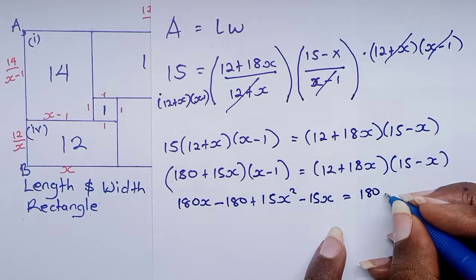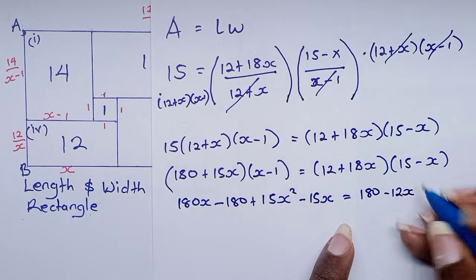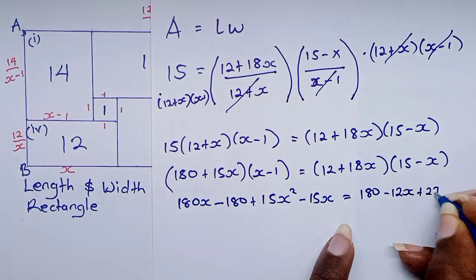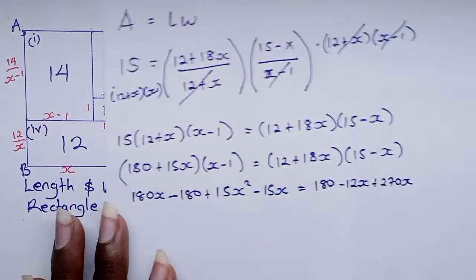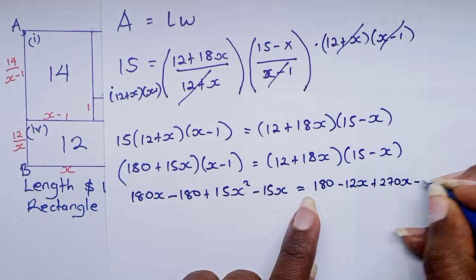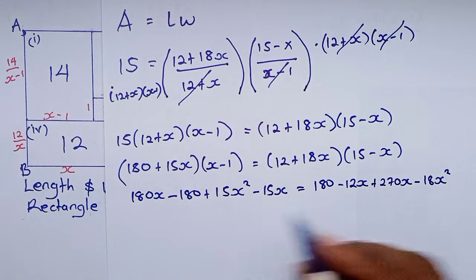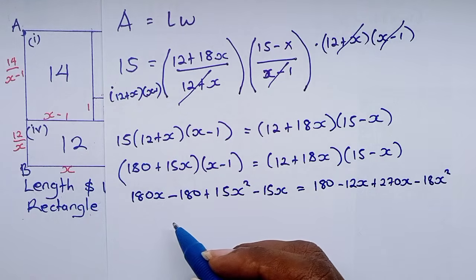This is equal to 12 times 15 is 180. 12 times negative x is minus 12x. 18x times 15 is plus 270x. Then 18x times negative x is minus 18x squared.